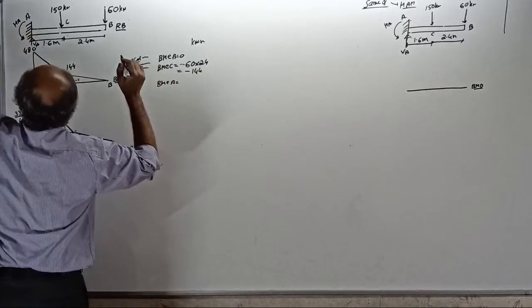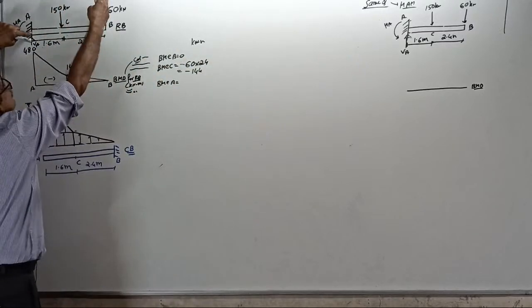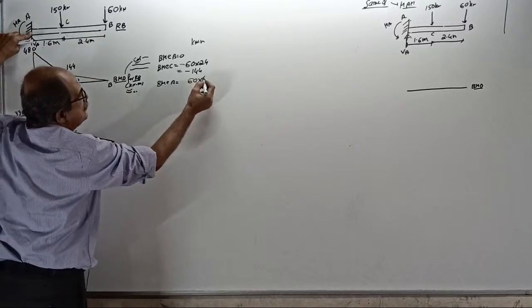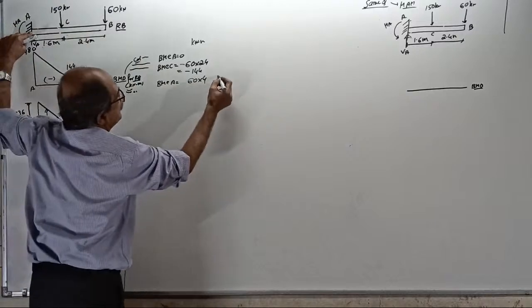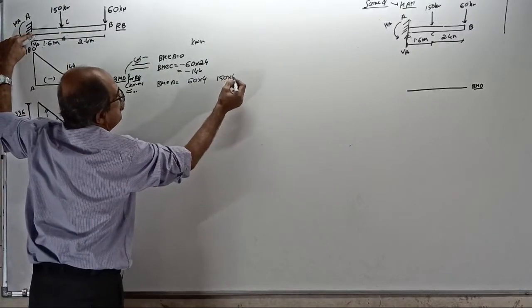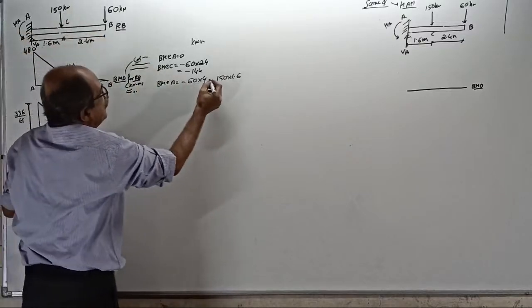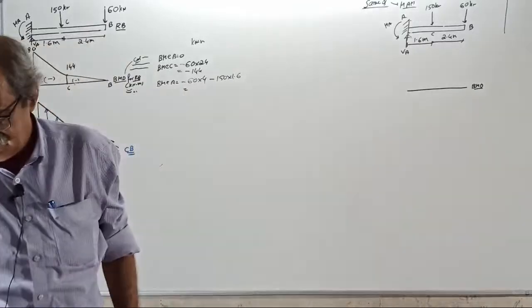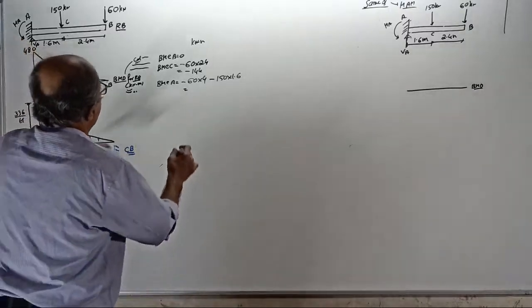Then next, BM at A. Here, don't look this side. If you look this side, that moment is required. Look this side. 60 into 4 and also 150 into 1.6. This is hogging, negative. Both are negative. Answer, fast. Minus 480. Okay, now do one thing.